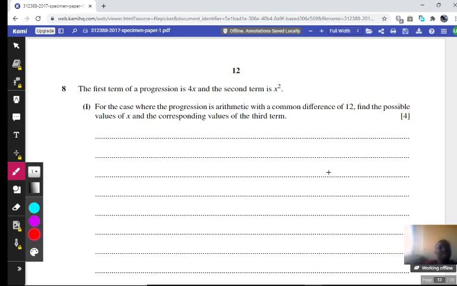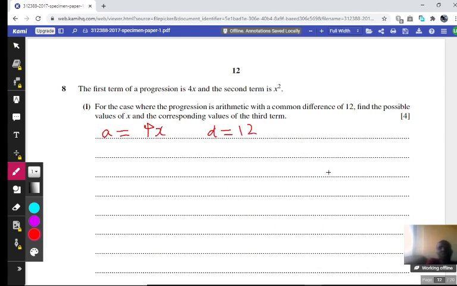Right. So given that this progression is an arithmetic progression, we want to find the values of x and the corresponding values of the third term. Let's do it like that. First, for the arithmetic progression, the first term a is equal to 4x. Then we are given the common difference as 12. So our common difference is equal to what?